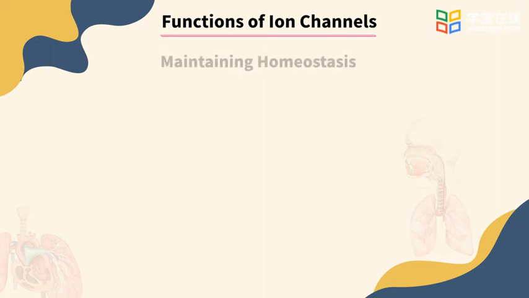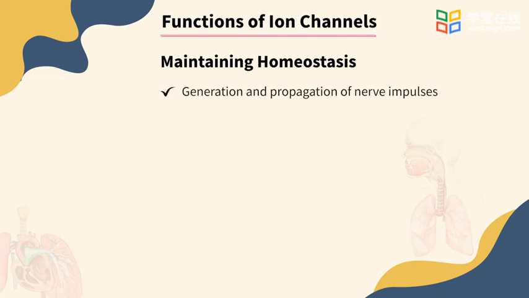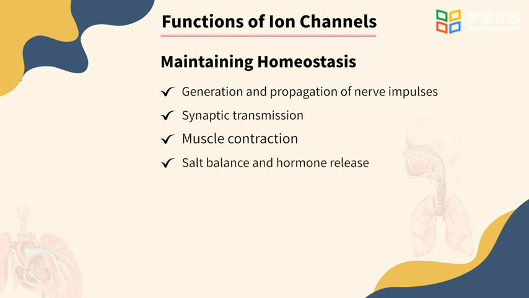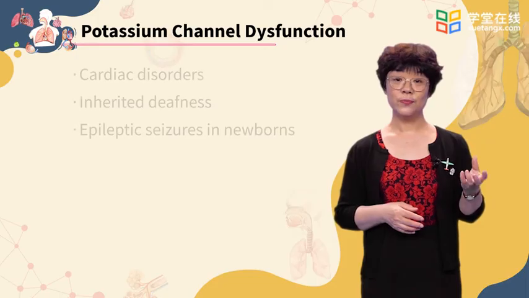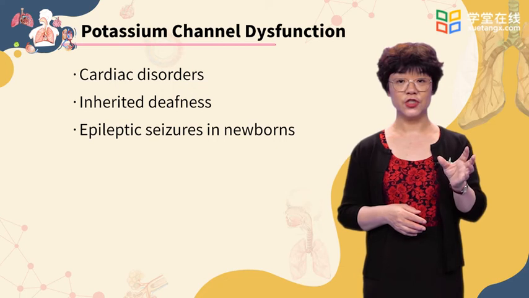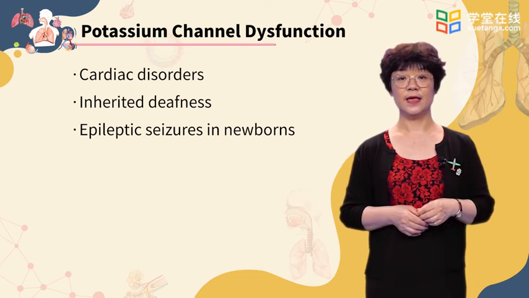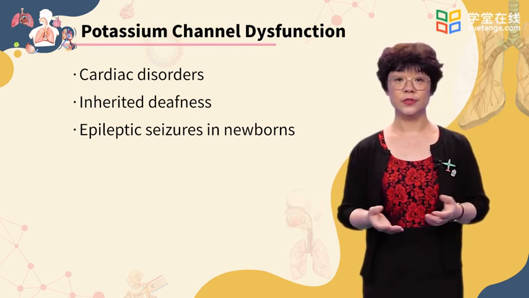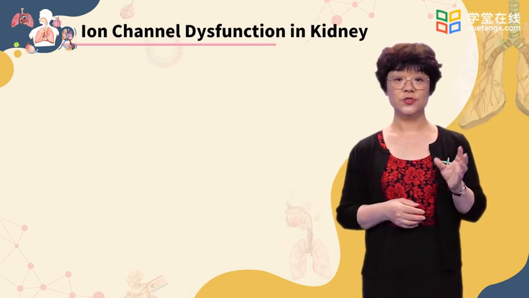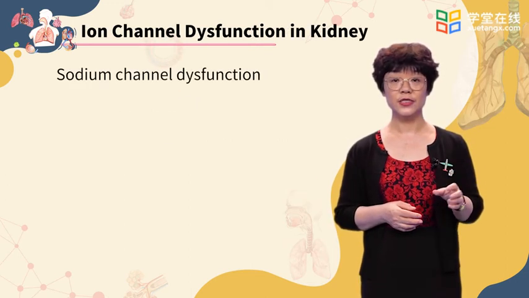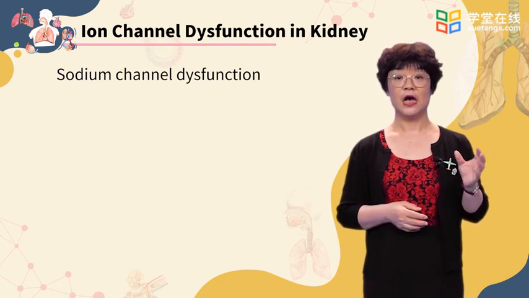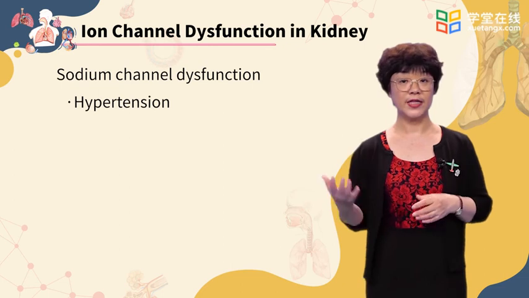Ion channels are important in maintaining homeostasis. They are involved in generation and propagation of nerve impulses, synaptic transmission, muscle contraction, salt balance, and hormone release. For example, potassium channel dysfunction causes disorders of the heart, inherited deafness, and epileptic seizures in newborns. Dysfunction of sodium channels in the kidney results in increased osmotic pressure in the blood, causing high blood pressure or hypertension.